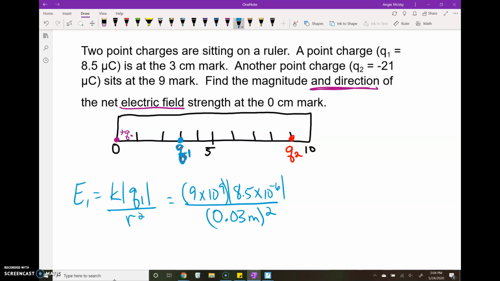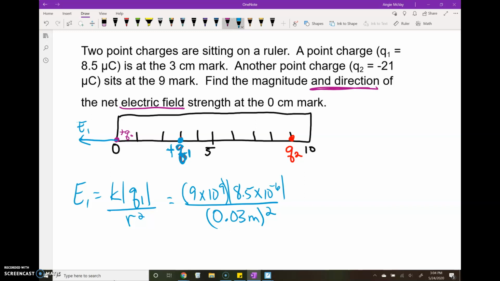What direction would the electric field be due to Q1? Well, Q1 is positive. It's a positive charge. And so that means a positive test charge would be repelled from it. Okay, so we would say the electric field at the 0 centimeter mark due to Q1 would be to the left.